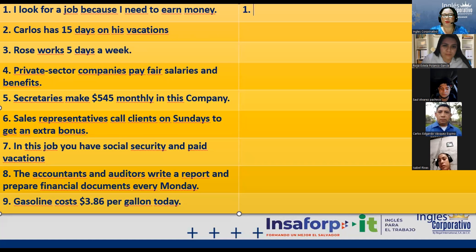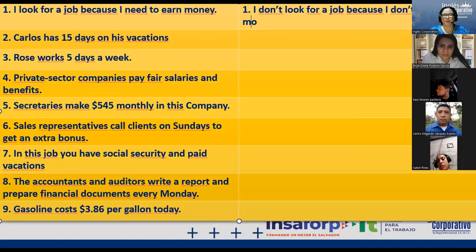vamos a hacer un ejemplo. I don't look for a job because I don't need to earn money. Okay, let's transform number two into negative.